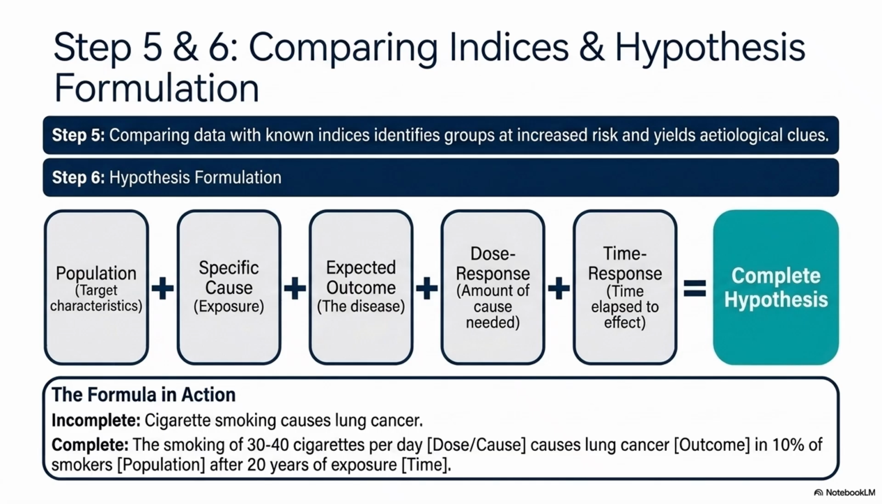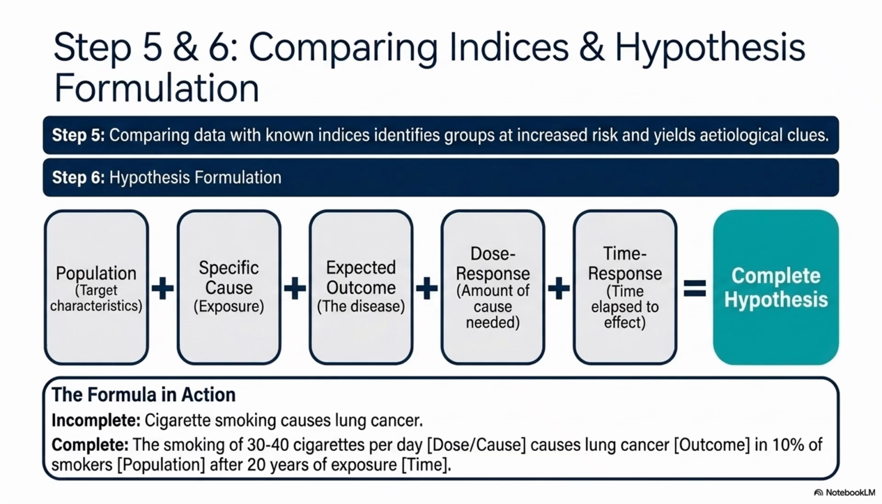That means with the data we have collected, we will compare with what age it is common, with what gender it is common, with what lifestyle it is common, with what occupation group it is common. Like that we will compare with known indices. And the sixth step is hypothesis formulation.